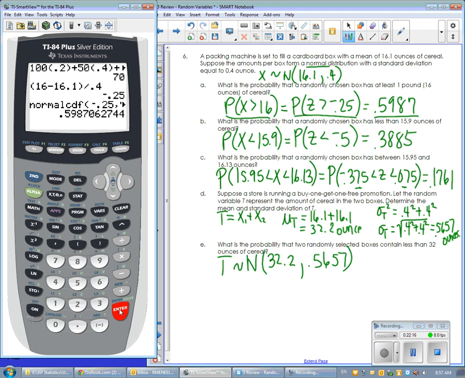So if I want to find the probability that the two boxes, this time I'm calling it T, is less than 32, again, I'm going to standardize. And when I do, I get the probability that Z, and again, I made an error on my answer key. I was doing this really fast. That should be a Z, is less than negative 0.3536. And then again, if you use the calculator, you should get 0.3618 as your probability.